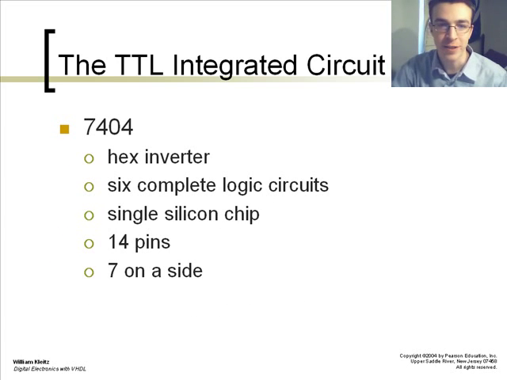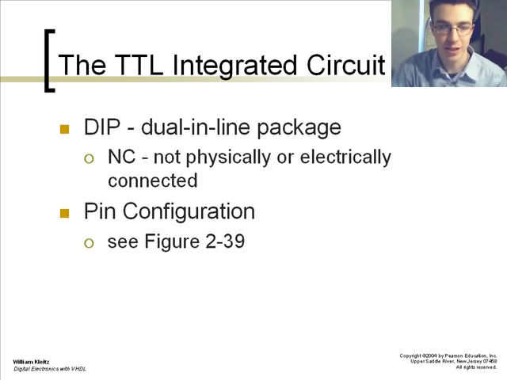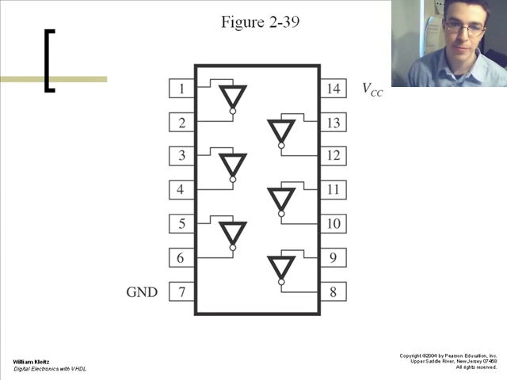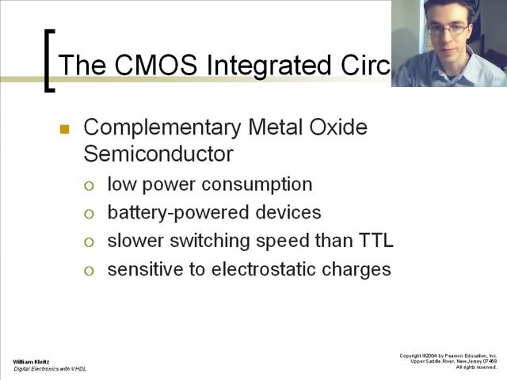The 7404 is a hex inverter in chip form, IC form. It's 6 complete logic circuits. It's a single silicon chip, 14 pins, and 7 on each side. You also have your DIP package, this is shown here, with your 14 pins, your 6 inverters, and you've got your pin 14 as your voltage source for 5 volts, and your ground is pin 7.